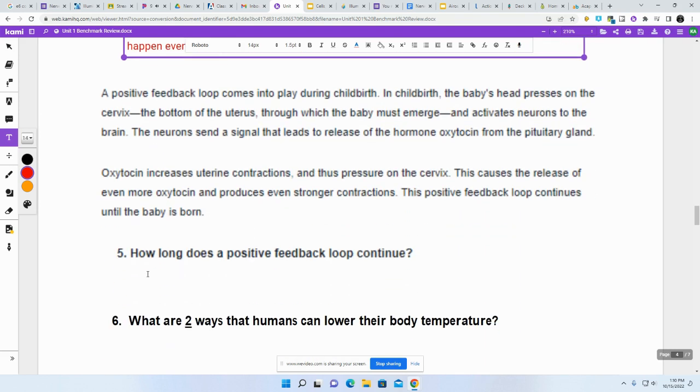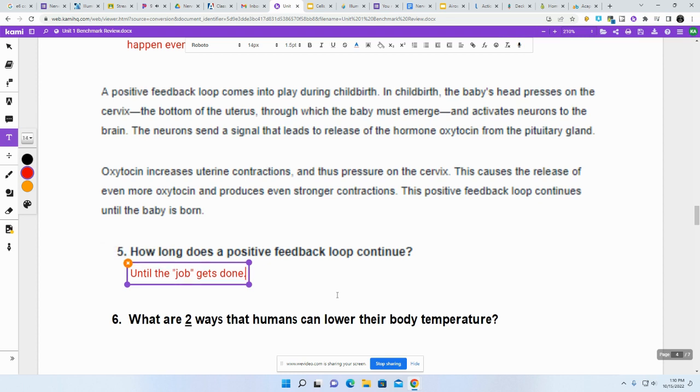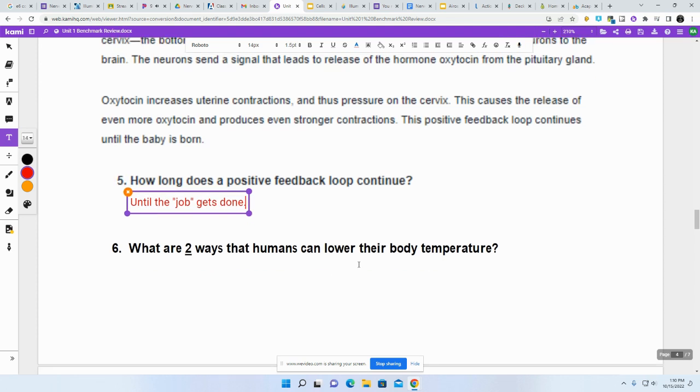Okay, we got all this. How long does the positive feedback loop continue? Until the quote unquote job gets done. So it's going to keep on going up, stronger, faster, stronger, until the job gets done, whether that's the baby being born, or if you have a cut on your arm, once it's healed, then these platelets will stop showing up. Those are both examples of positive feedback.